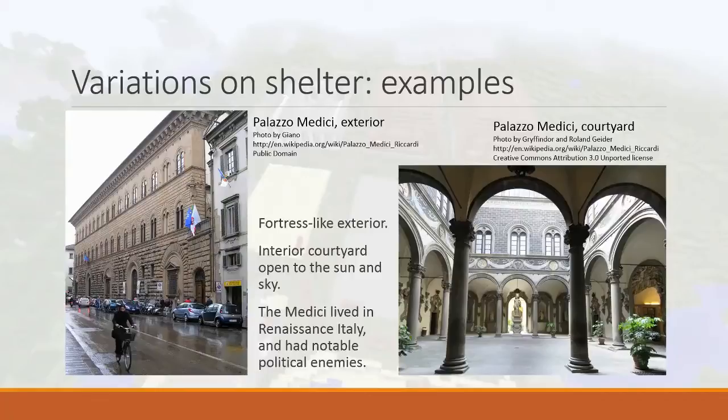There's an interior courtyard in the Palazzo Medici, and the courtyard in the middle is open to the sky. And then there's this arcade, or a cloister, you might call it, around the interior that's quite open. So the air and the sunlight can come in, and even rain can come into the courtyard. So why is it like this? Well, the Medici were a notable family in Renaissance Italy, and they were quite wealthy and quite influential. And they also had some enemies, some political enemies. And back then, politics was occasionally violent.